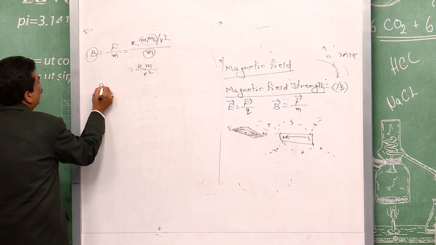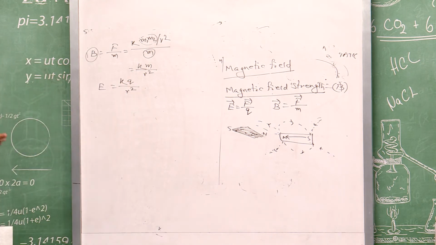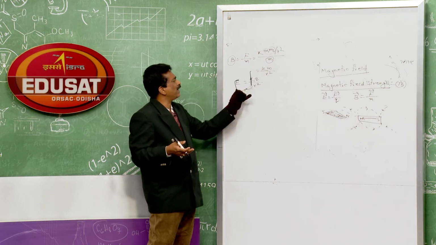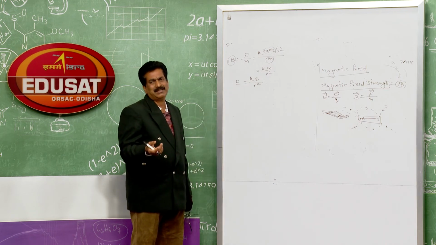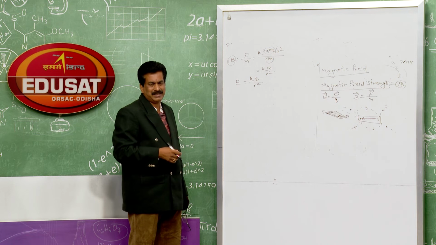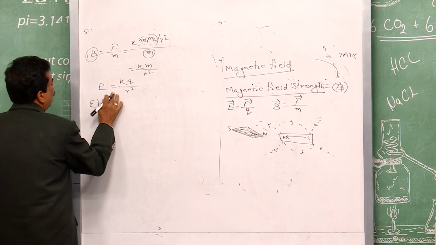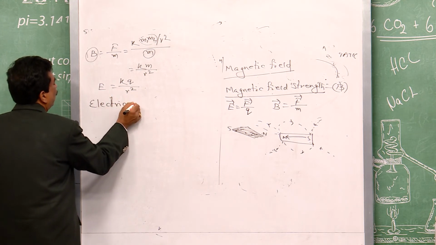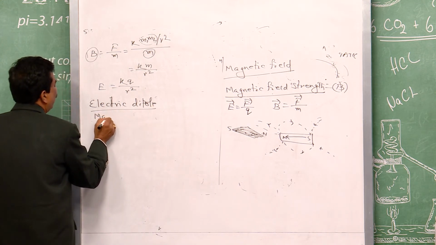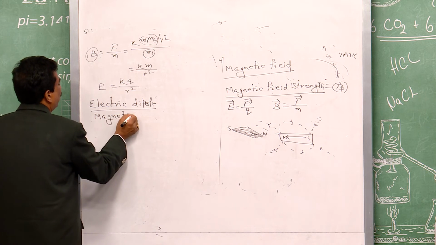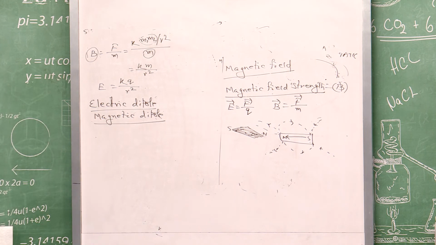As per the electric field intensity, E is equal to K Q by R square. It resembles this: K M by R square, and this is K Q by R square. And this is the magnetic field intensity. While we discussed the magnetic field intensity, we went for the electric dipole there. There is the electric dipole, and here also we will find the magnetic dipole. Electric dipole and magnetic dipole.